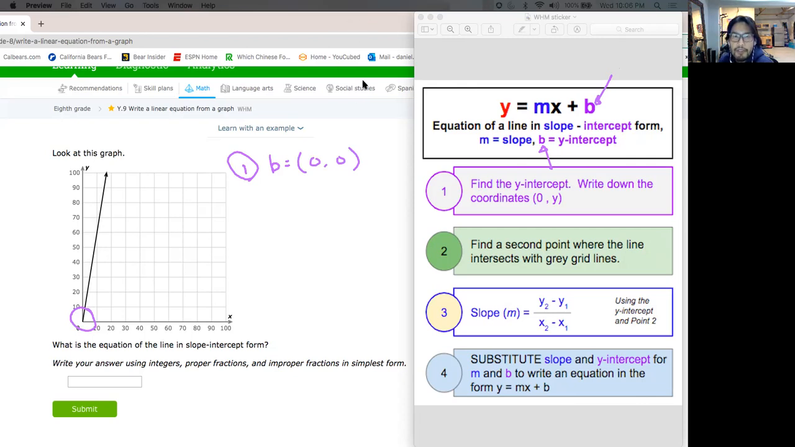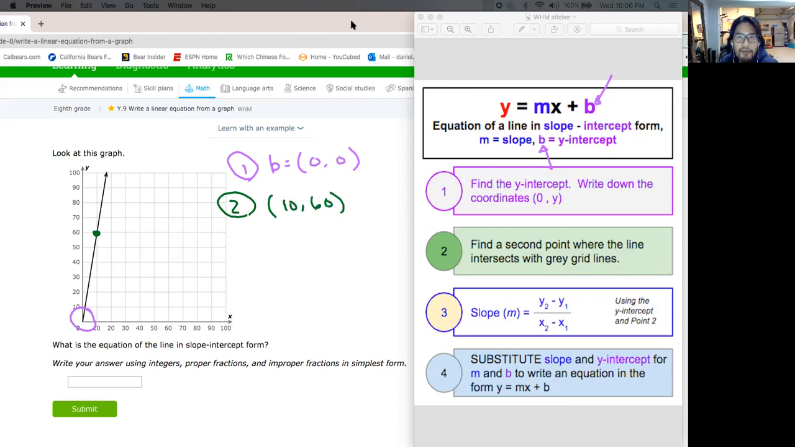Step 2, I'm going to do that in green. I'm going to find a second point where the gray grid lines intersect the black line. So I'm going to follow this black line all the way up right there. That's my second point. And my second point is going to have the coordinates, it looks like, 10, 60.